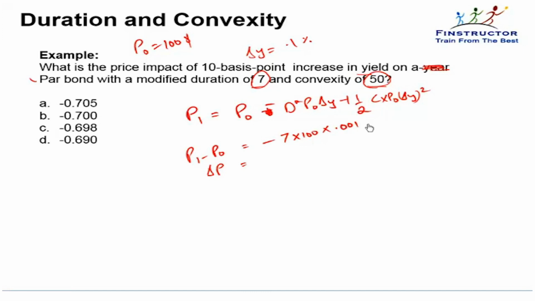The second term will be half. Convexity is given to be 50. It's a par bond, so price again is 100. Multiplied by delta y squared, which would be 0.001 squared, well, multiplied twice with 0.001. So this will come out to be minus 0.7 plus half into 5. These 3 zeros will cancel with these 3 decimal points, and will still be left as 0.001.